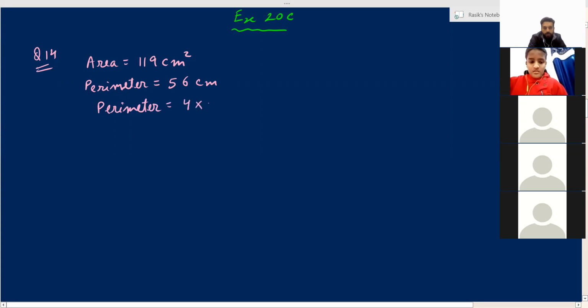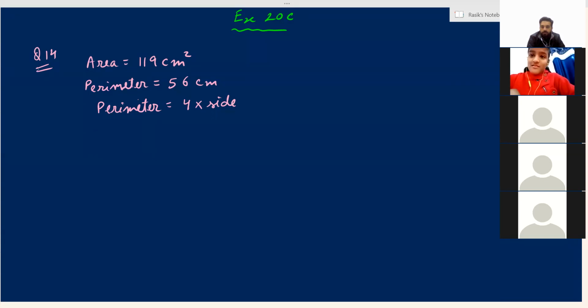4 into side, right? Perimeter of a rhombus is 4 into side because all sides of a rhombus are equal. So if you add all the 4 sides, it will become 4 into side. Perimeter of a square is also the same. In fact, perimeter of a rectangle is also the same, not 4 into side, but the sum of all sides, 2 into length plus breadth. The perimeter of all the figures is the sum of all sides.